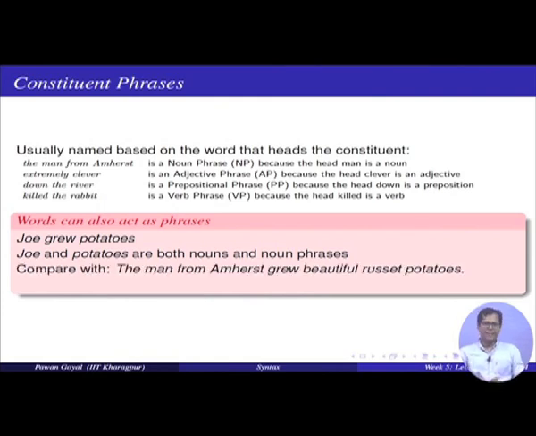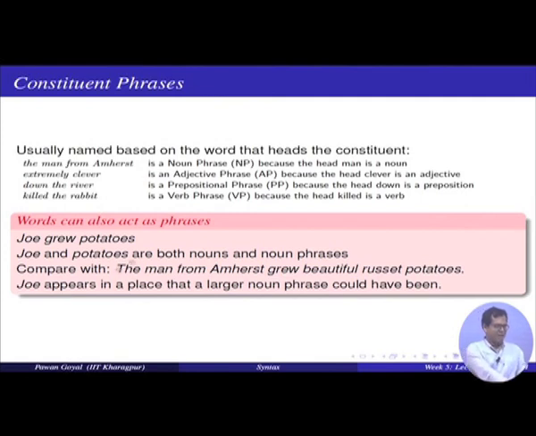Now compare this sentence with "The man from Amherst grew beautiful russet potatoes." So what are you seeing? Instead of Joe, I have substituted the man from Amherst, a four-word unit. That is again a noun phrase. And beautiful russet potatoes instead of potatoes. They are still noun phrases. So what happened in this sentence? Joe is in a place where you could have put a larger noun phrase.